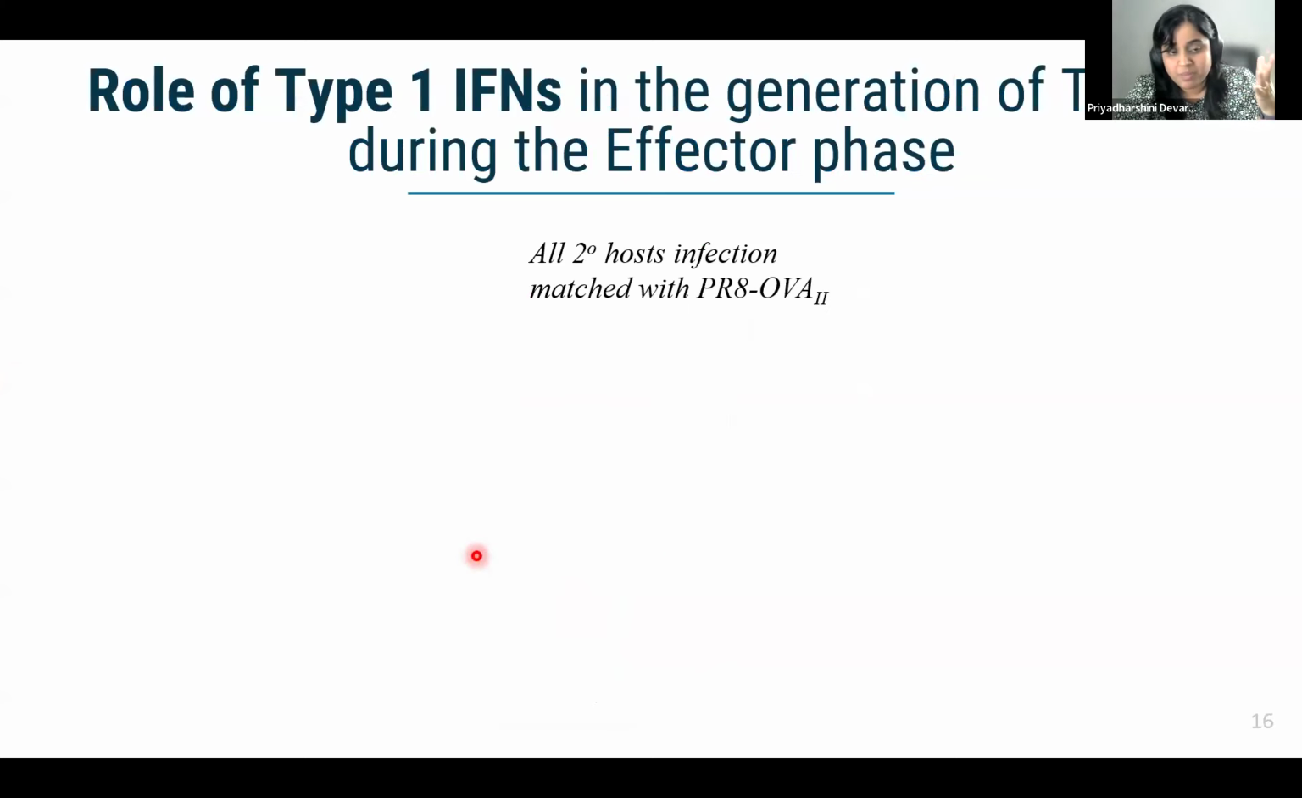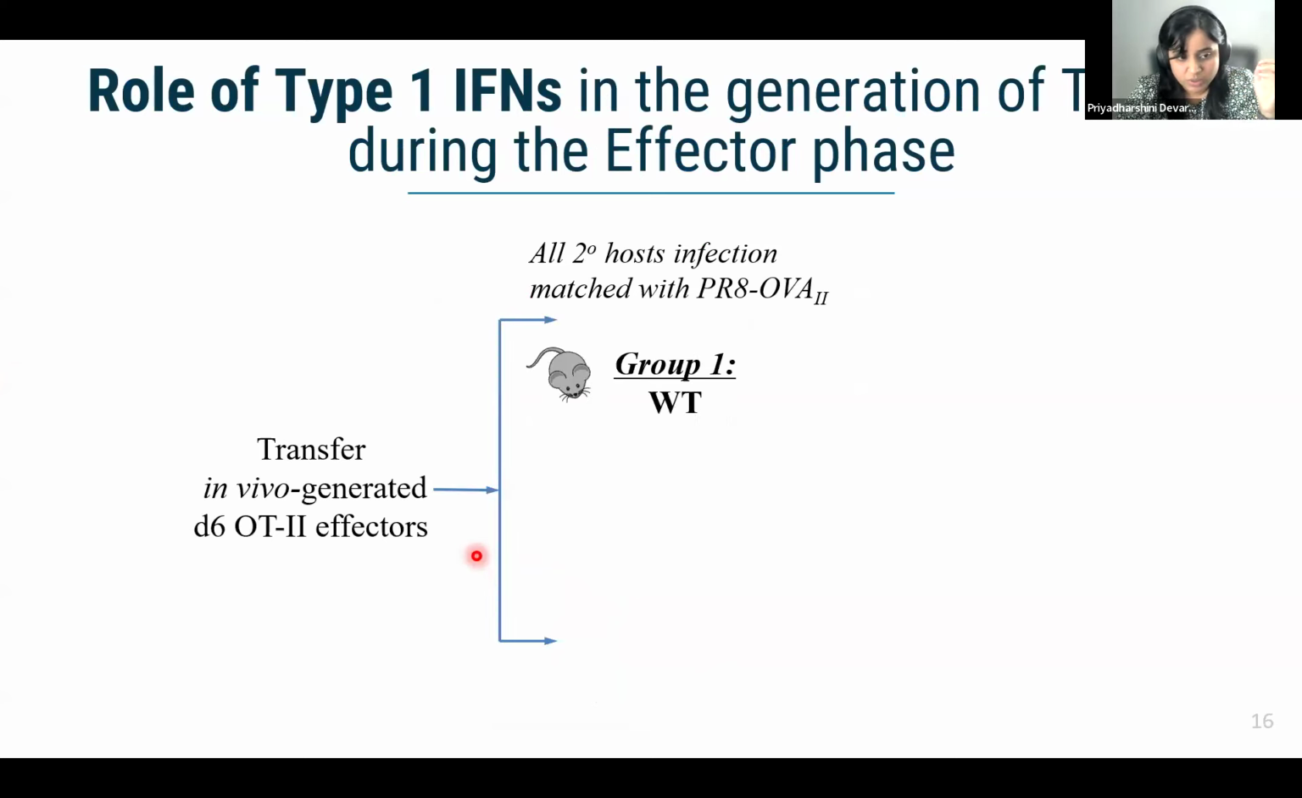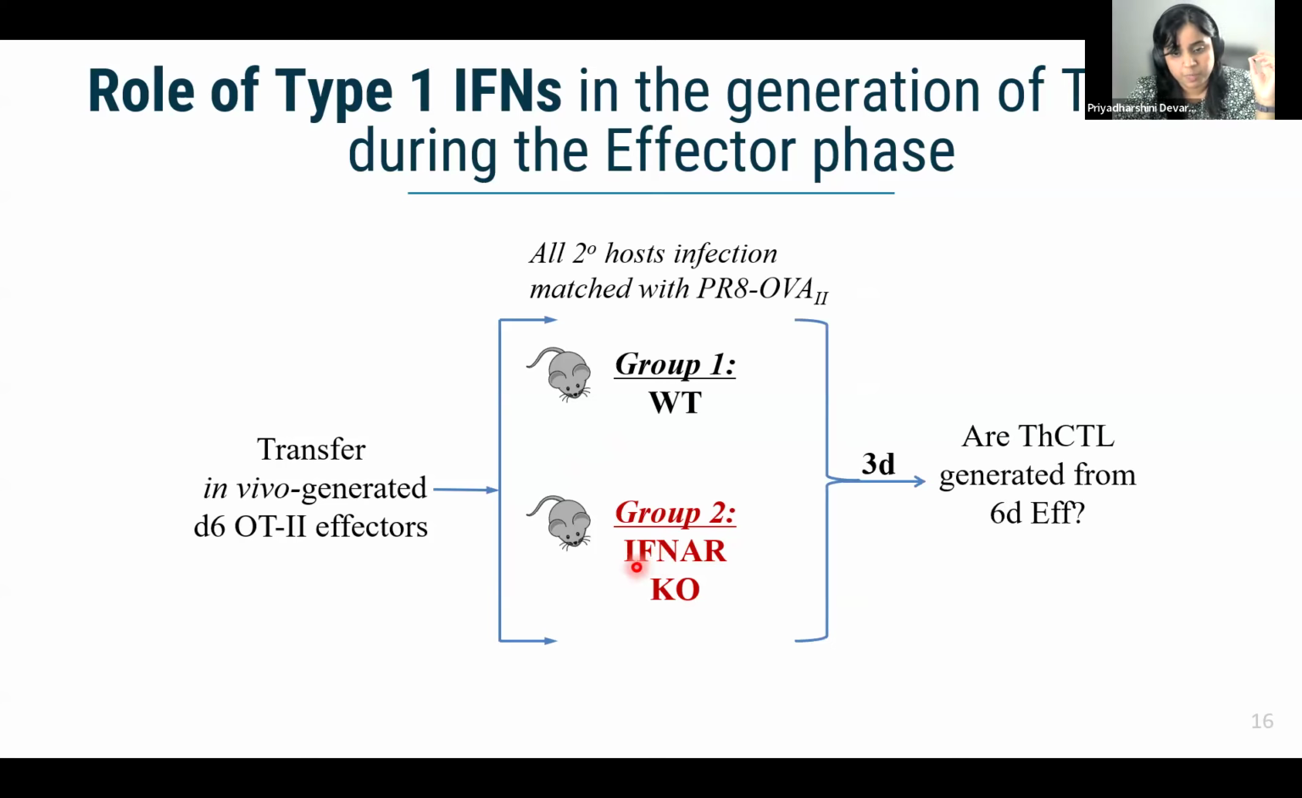And when we think about viral infection, the first thing that comes to us is type 1 interferon. So we asked, is it type 1 interferons? Is that what's important from viral infection? And so to ask that question, we transferred these 6-day OT2 effectors into either infection-matched wild-type mice or into IFNAR knockout mice, which are mice that do not have the type 1 interferon receptor.